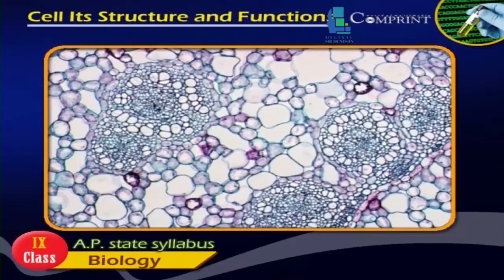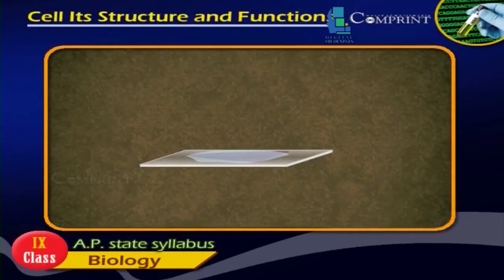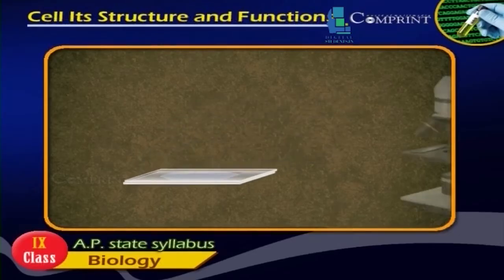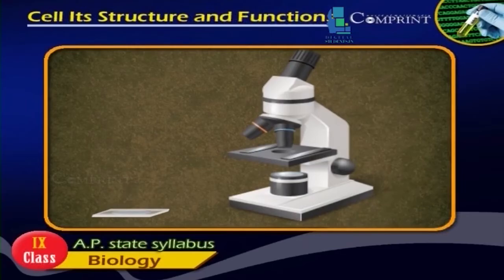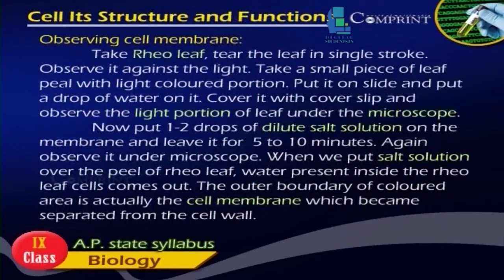Now put 1 to 2 drops of dilute salt solution on the peel and leave it for 5 to 10 minutes. Again observe it under the microscope. When we put salt solution over the peel of the Rhoeo leaf, water present inside the Rhoeo leaf cells comes out. The outer boundary of the colored area is actually the cell membrane, which becomes separated from the cell wall.